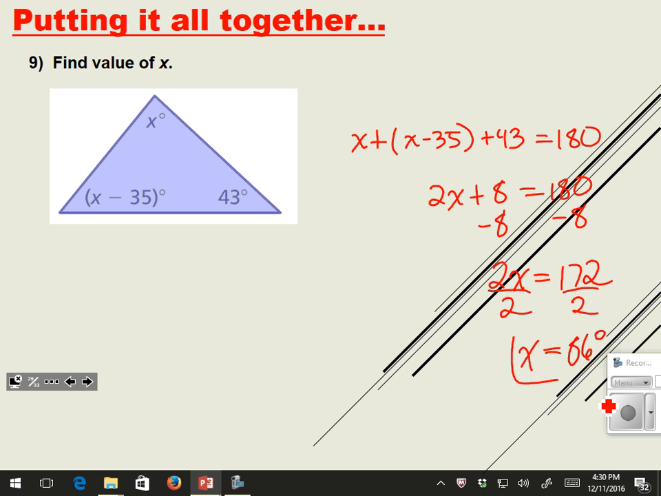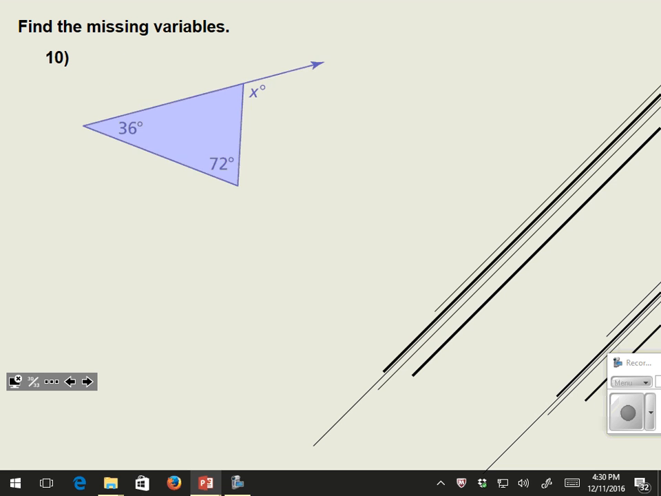So if X is 86 degrees, this angle here is 86. What's this angle going to equal? X minus 35. Well, isn't that 86 minus 35? What's 86 minus 35? Well, that should equal 51 degrees. I have 2 problems that are the same number. I have 2 number 10s. Sorry about that. Let's do the first number 10.